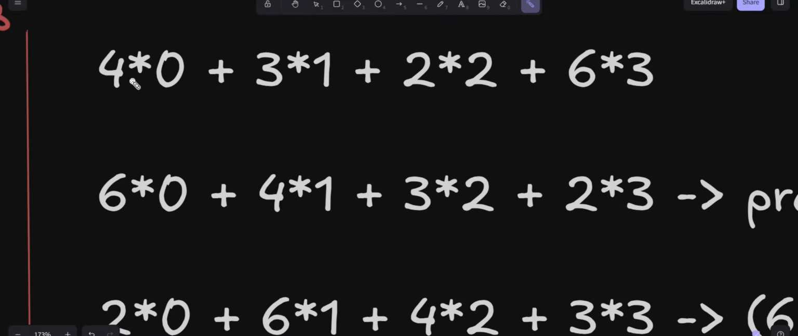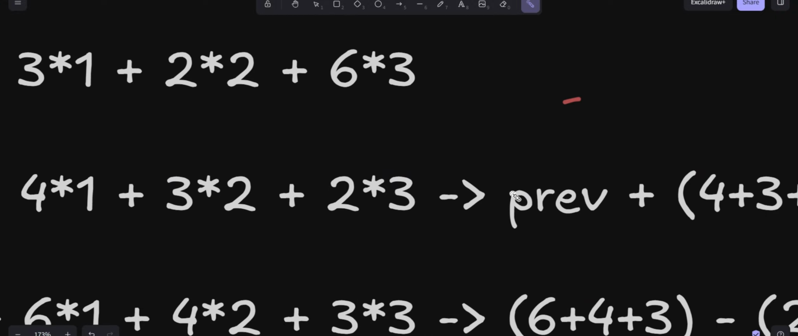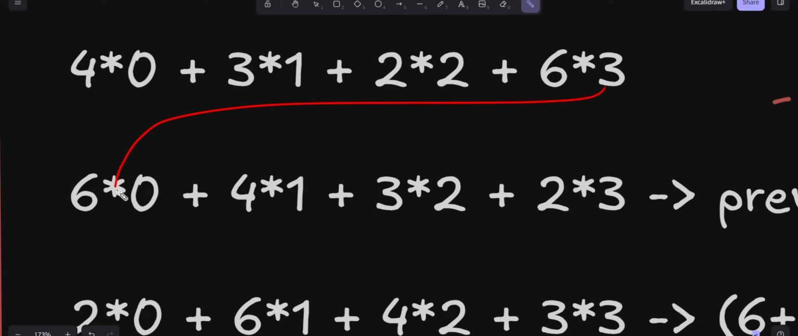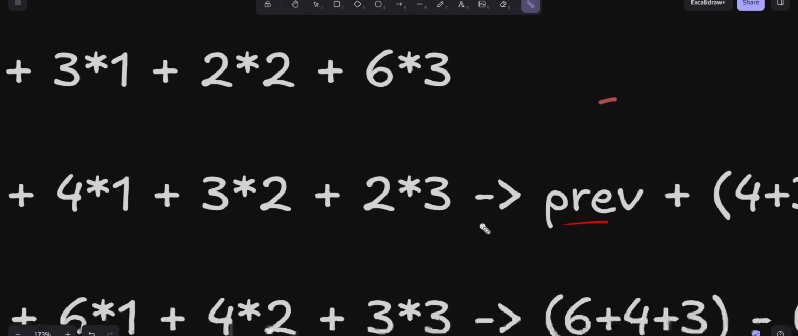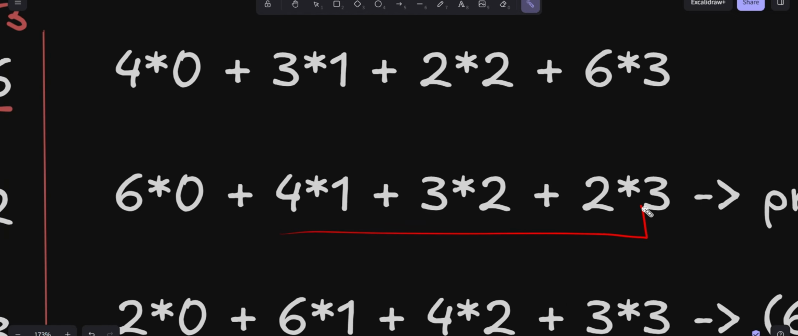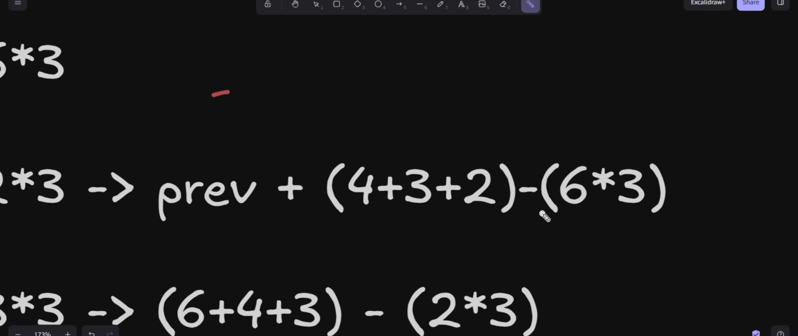How? Because 4 plus 3 plus 2, all these elements were now contributing one more time than in the previous value. And 6 was contributing 3 times, but now it is not contributing. So the next value is going to become previous plus all the elements that are not at the zeroth index, minus 3 times the element that is now at the zeroth index.